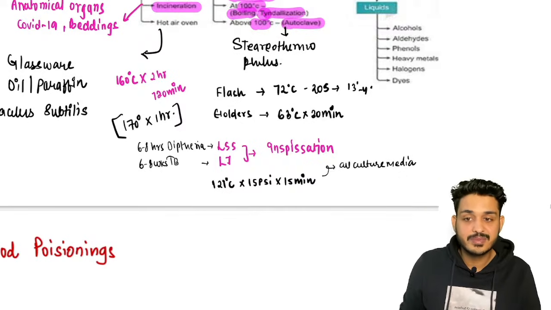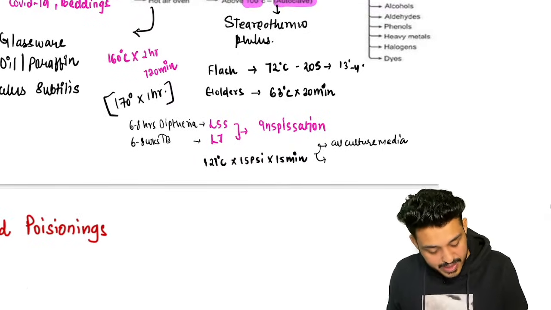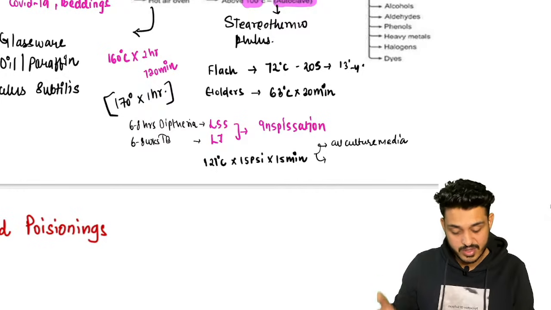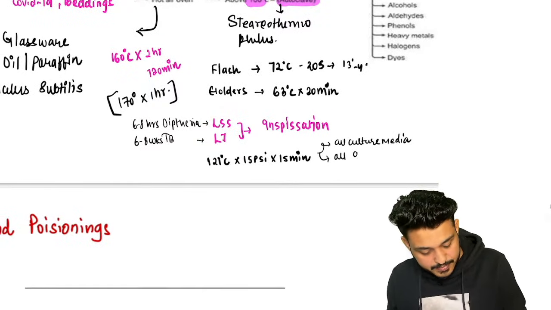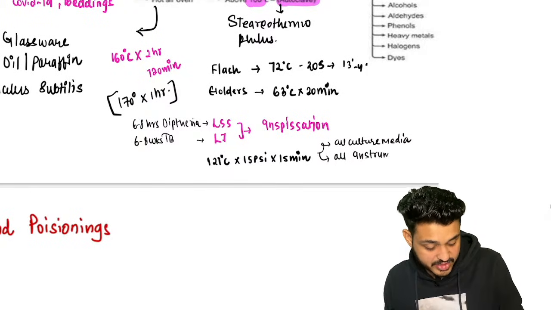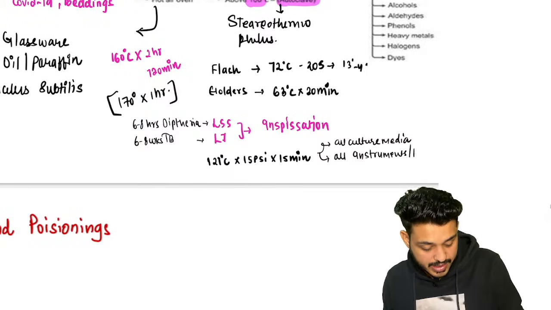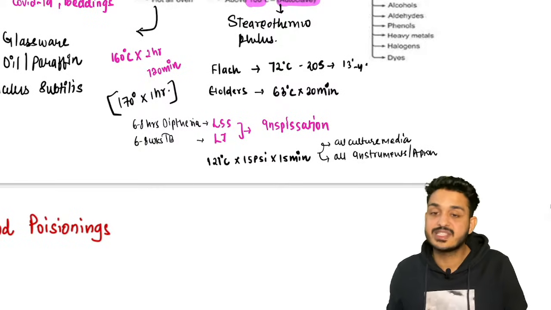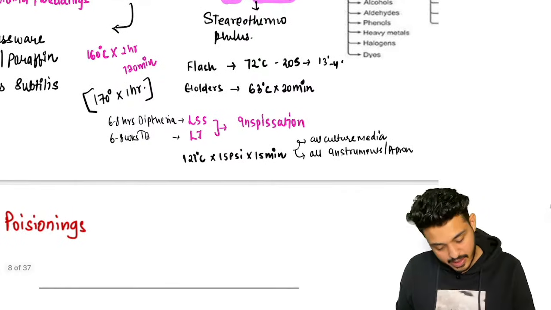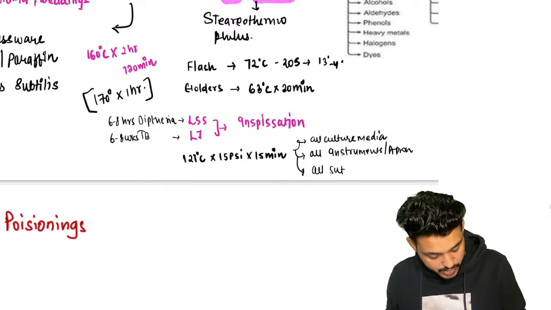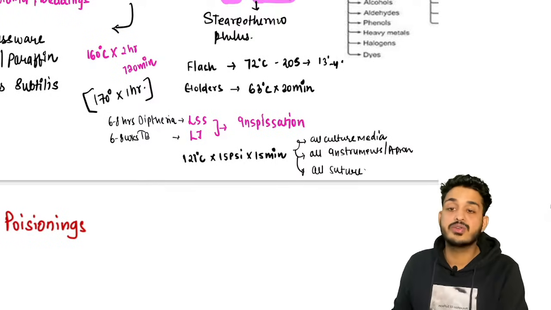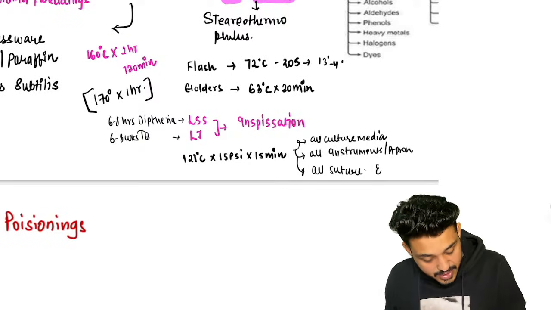So this is your inspissation. All the culture medias are going to undergo autoclaving. The exceptions are these 2. All the instruments, surgical instruments, your aprons that you are going to wear in your OT, all these are going to undergo autoclaving. All suture materials, be it absorbable or non-absorbable, are going to undergo autoclaving.